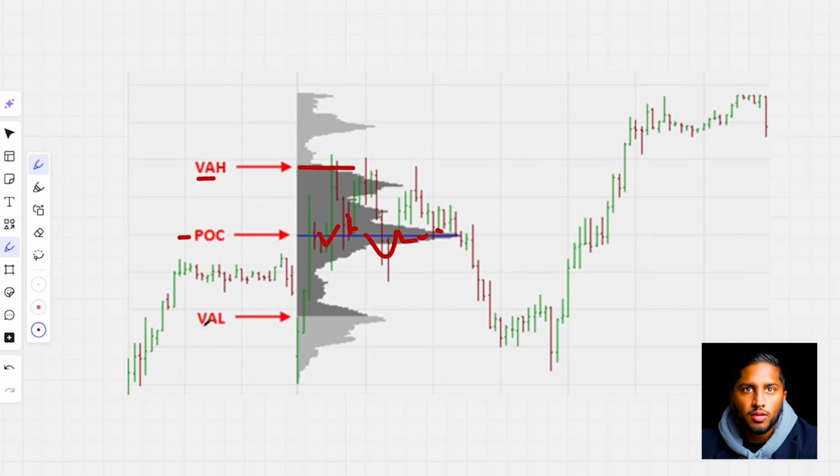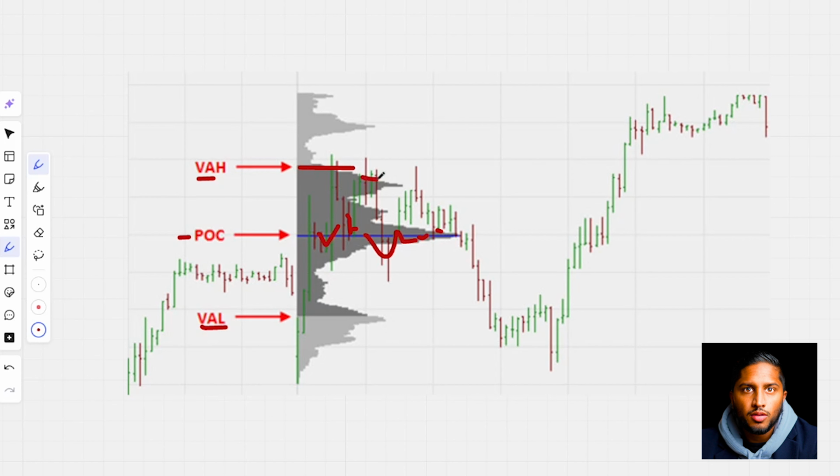Then you have the value area low. The value area low forms the lower boundary of the value area, and usually acts as support. This is where buyers consider it cheap and they may step in to push the price higher. When price moves outside of this value area, either above the value high or below the value low, it signals that traders are testing whether new value zones will form or if price will return back to balance.